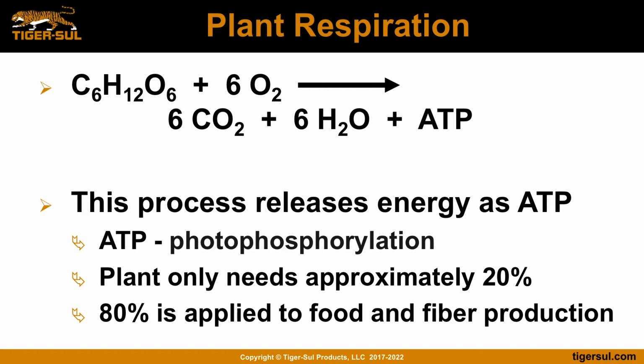respiration utilizes the glucose that was produced in the photosynthetic process with oxygen, and produces carbon dioxide, water, and thermal energy as ATP. Generation of ATP is often referred to as photophosphorylation. It's interesting to note that the plant only needs about 20% of that energy that's created. Therefore, the other 80% is applied to dry matter accumulation, which ultimately leads to food and fiber production.